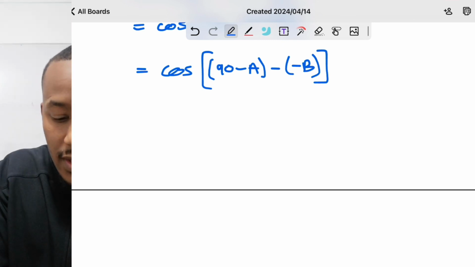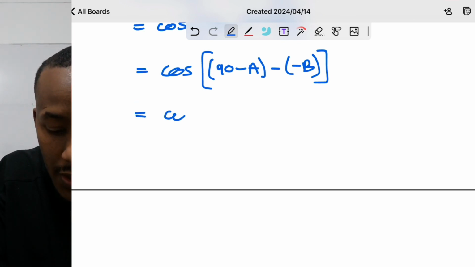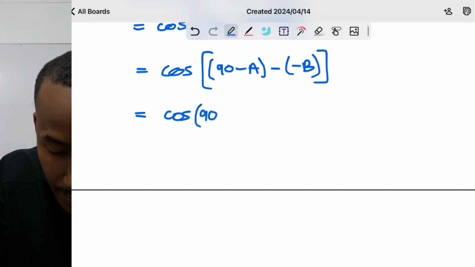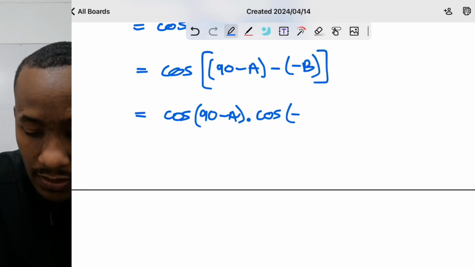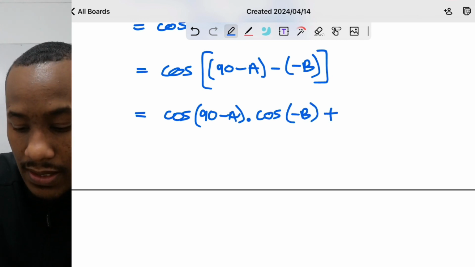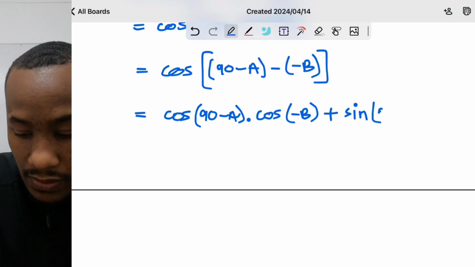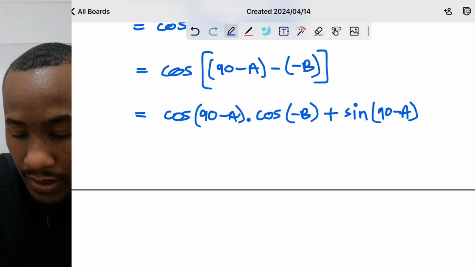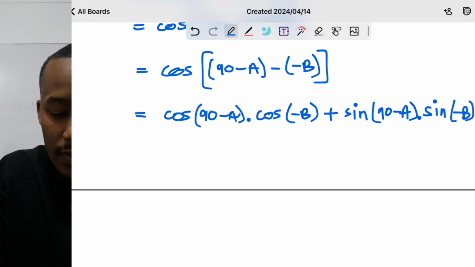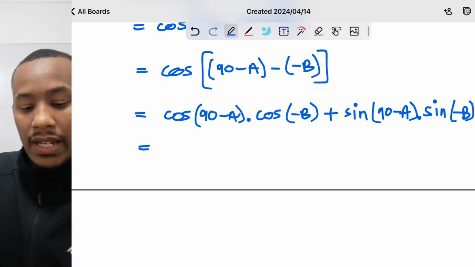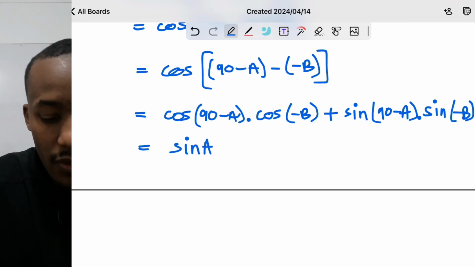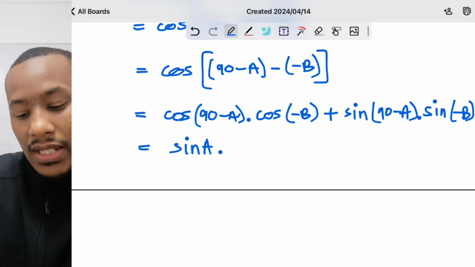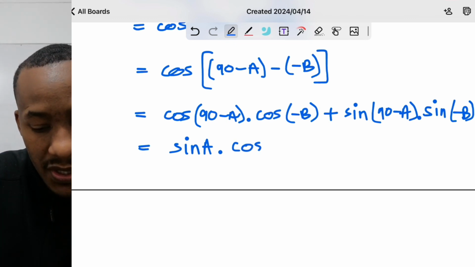Now, using that identity will be cos of my first angle times cos of my second angle plus sine of my first angle times sine of my second angle. Cos of 90 minus a we know is equal to sine a. That is again a cofunction. Cos of negative b is still equal to positive cos of b.